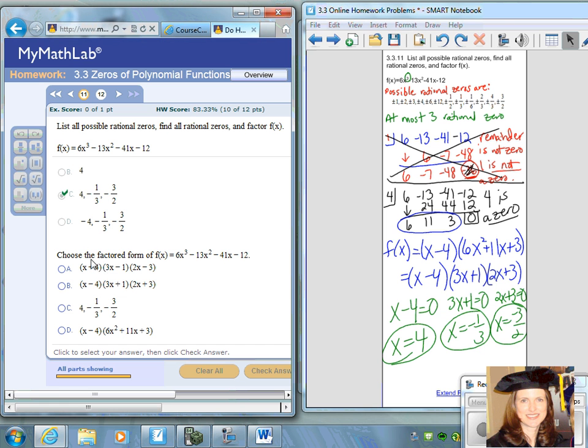And then the last part is to choose the factors. Now I've done that in order to get the zeros of the polynomial. Factors are x minus 4, 3x plus 1, and 2x plus 3.